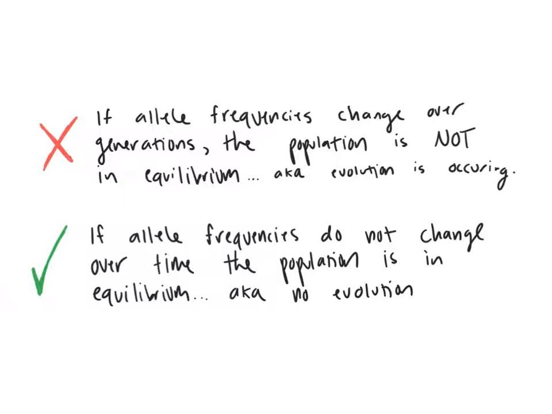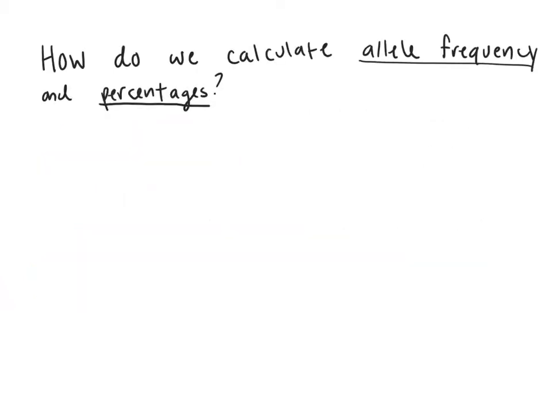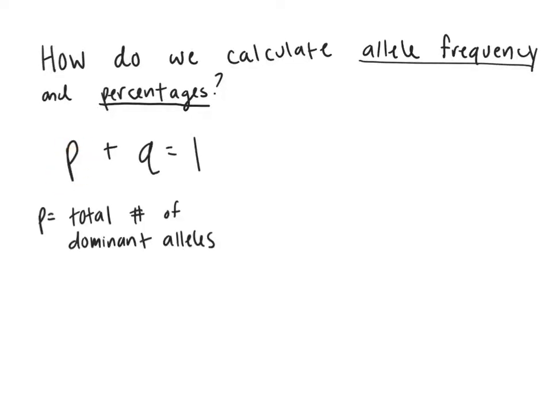So now let's move on to the actual Hardy-Weinberg equations. So how do we calculate allele frequency, or the percentages of alleles? So the first equation is going to be p + q = 1, where p is equal to the total number of dominant alleles in a population, and q is equal to the total number of recessive alleles.